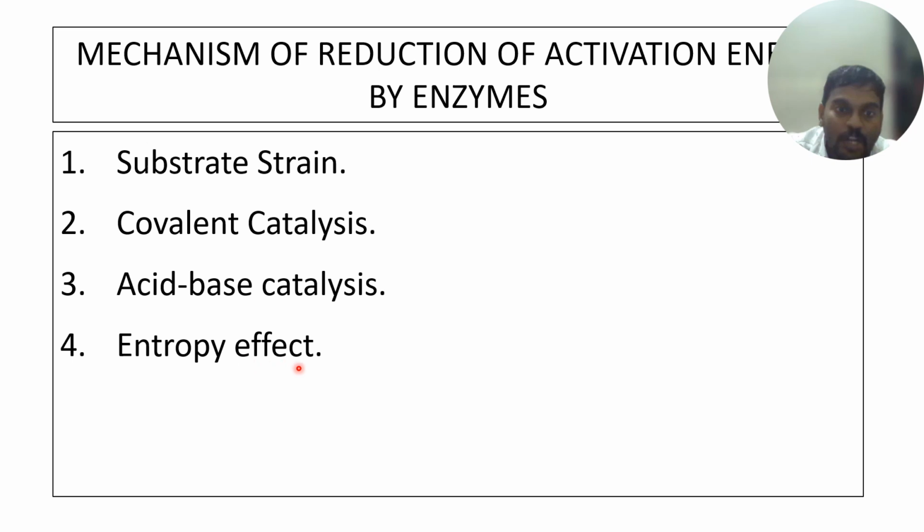Next, coming to the entropic effect. So what is entropy? Entropy is the disorder in a system. For example, let's say you have substrate A and substrate B, and you have to combine these two substrates to form a product. Let's assume the energy required to combine substrate A and substrate B to form product is 50 kilojoules.